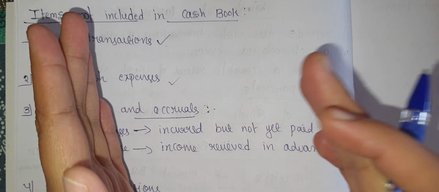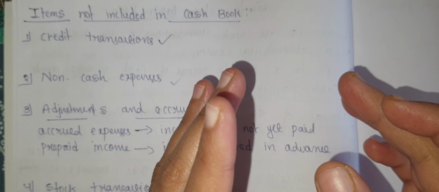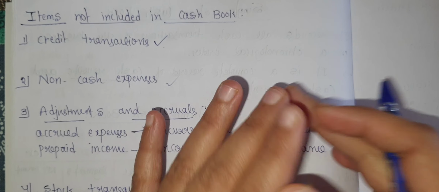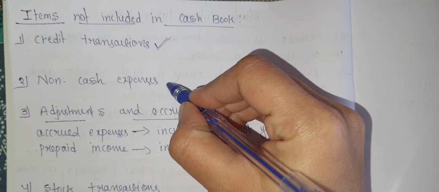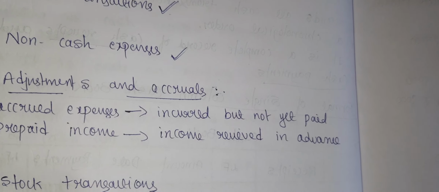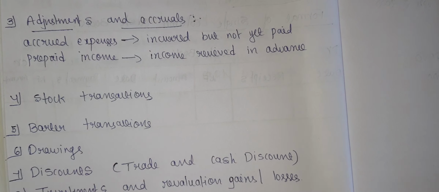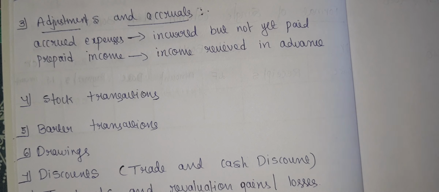For example, depreciation of machinery. This is a non-cash expense recorded in the journal and the depreciation account in the ledger. So, first one credit transaction and second one non-cash expenses. They are not included in the cash book. And third one is adjustments and accruals.